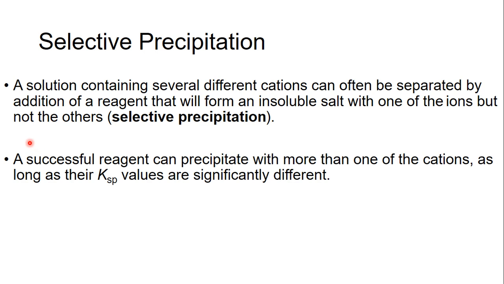And any reagent can react with more than one cation. As long as the Ksps are different, you'll see this selective reaction. What I mean by that is, let's say you have multiple ions in solution. You add a reagent that interacts with these three ions. It will react with whatever has the smallest Ksp first and form a solid. Then it'll react with the second one and the third one as well. But usually it will be the smallest Ksp that it will react with first.